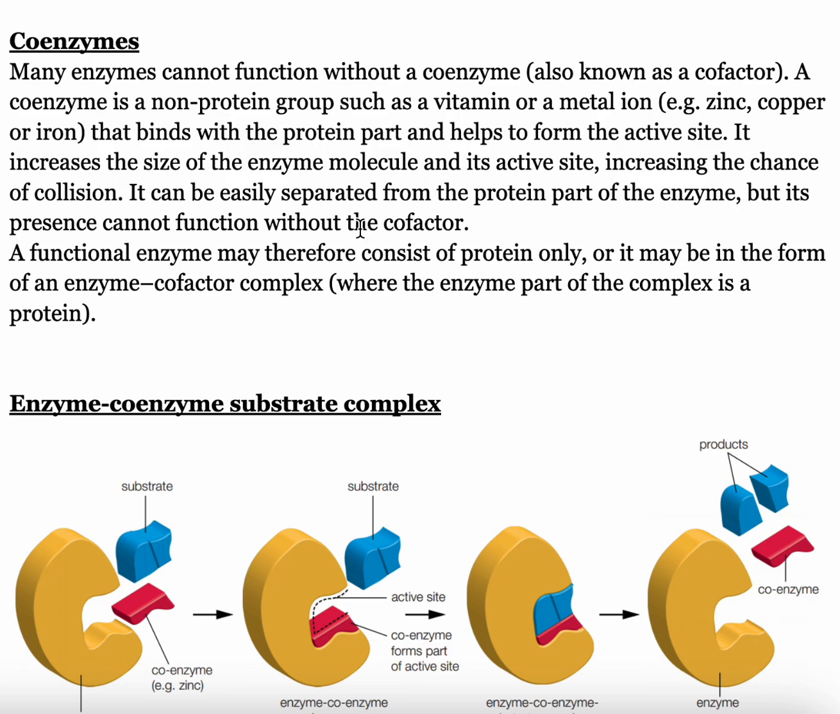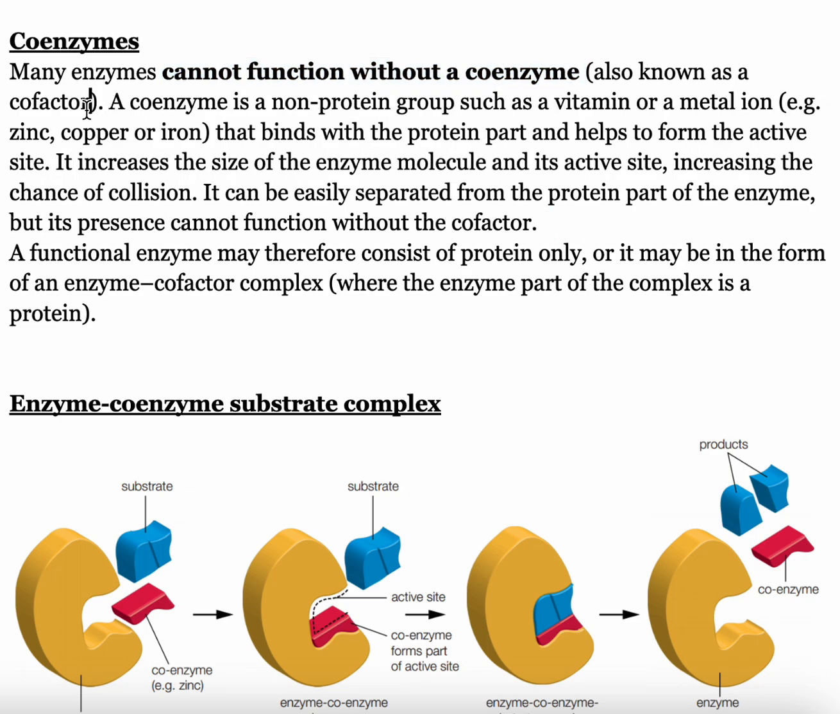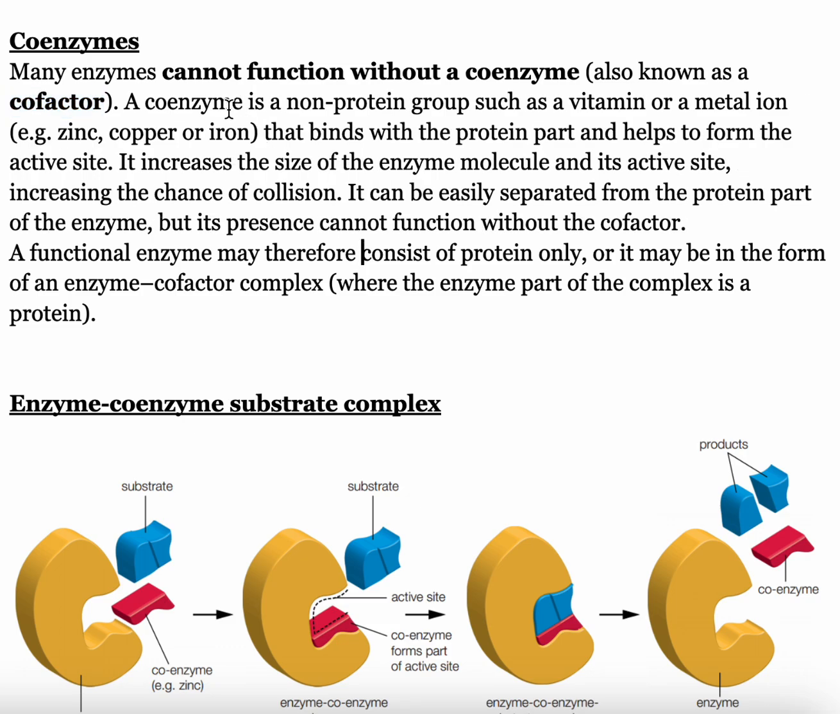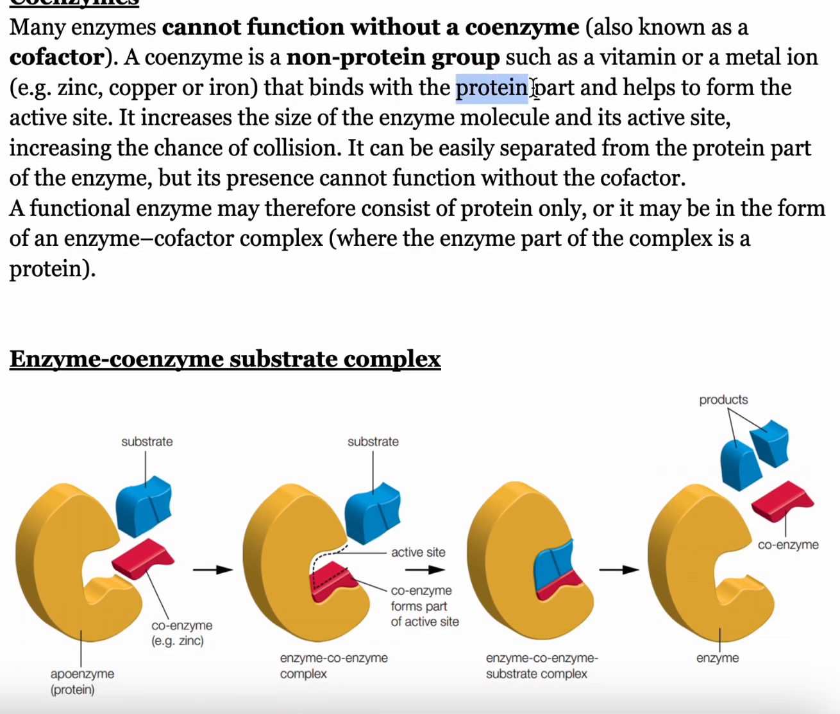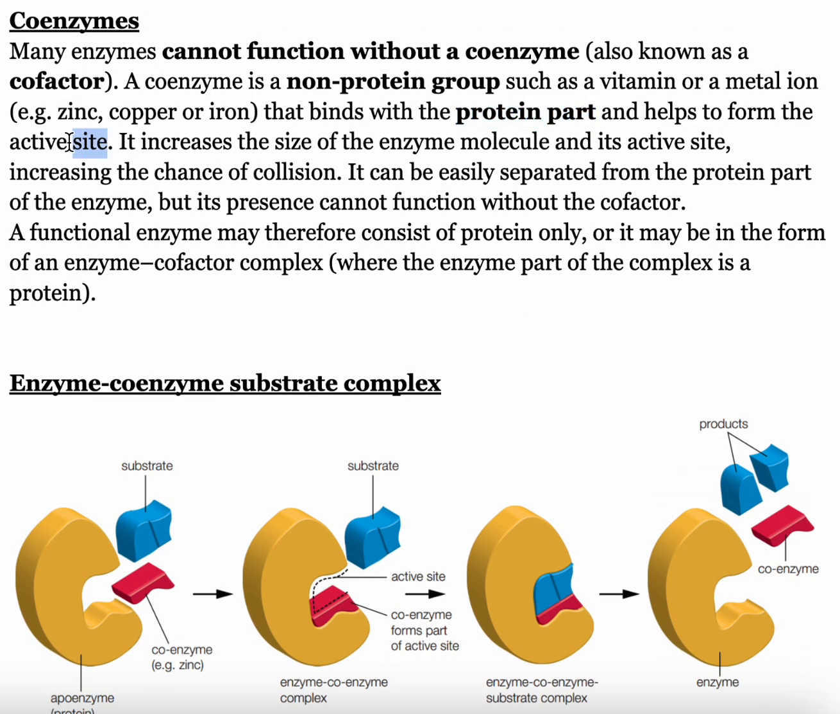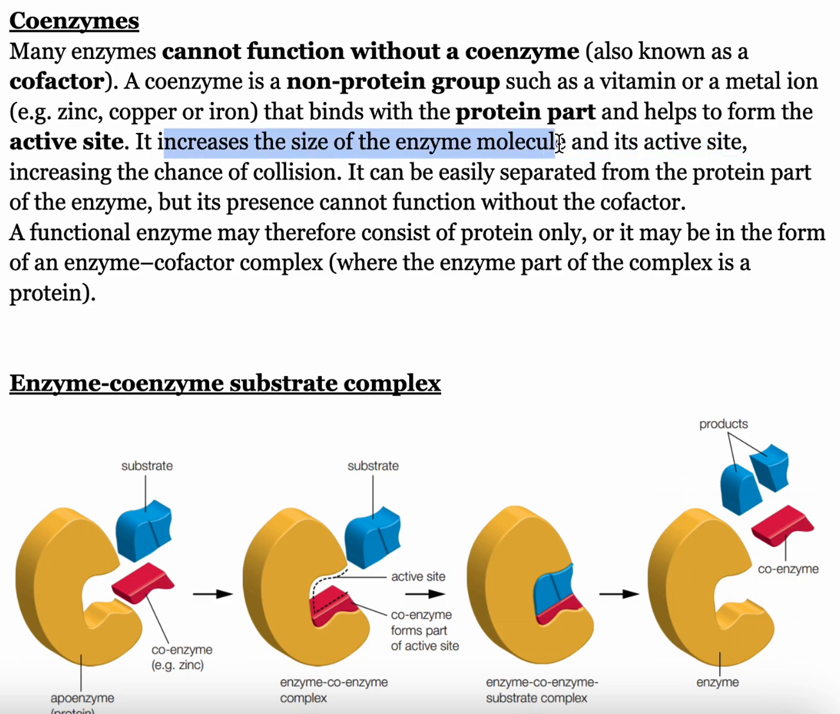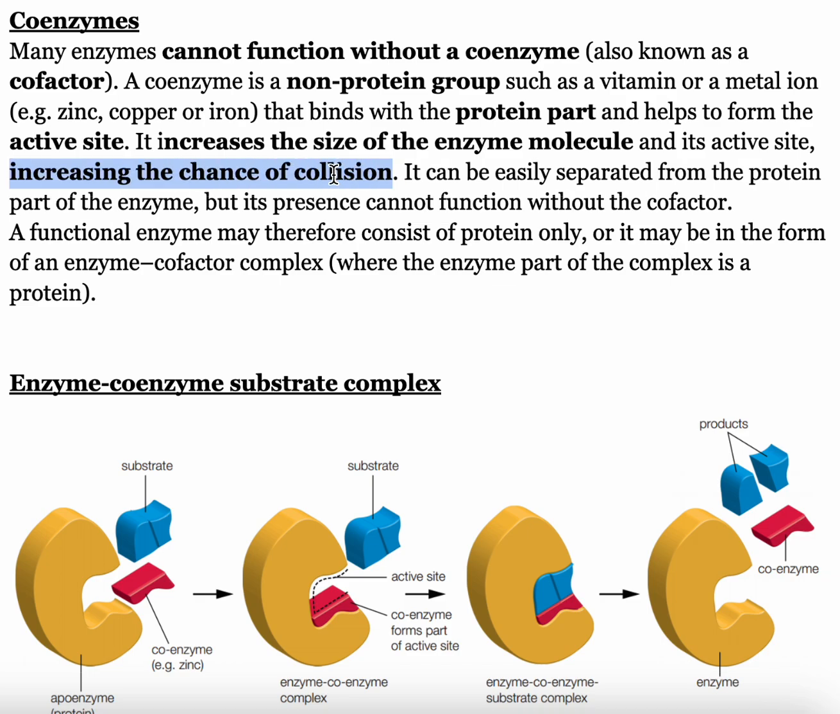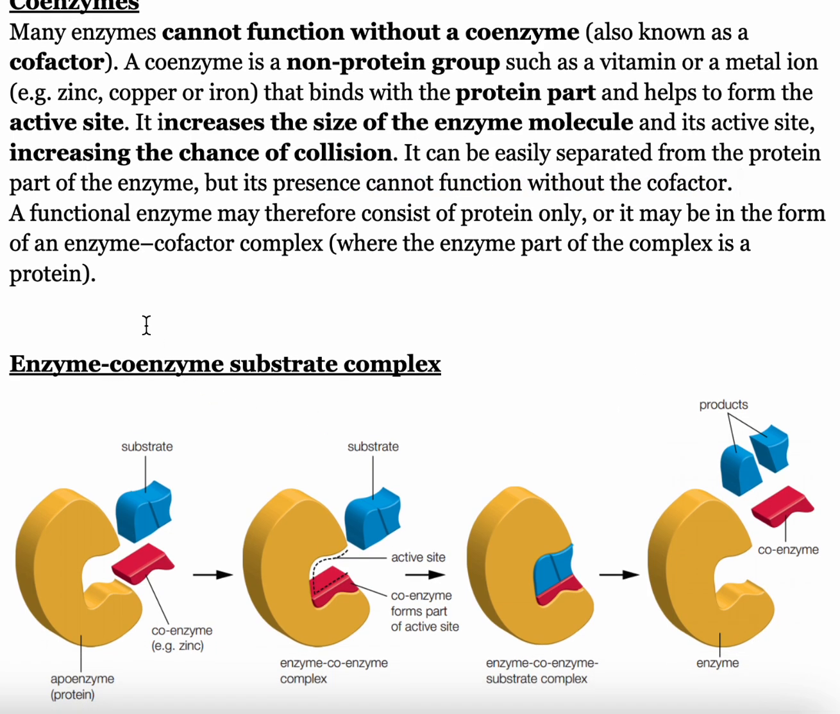Coenzyme. Many enzymes cannot function without a coenzyme, also known as a cofactor. A coenzyme is a non-protein group that binds with the protein part and helps form the active site. It increases the size of the enzyme molecule and its active site, increasing the chances of collision. It can be easily separated from the protein part, but the enzyme cannot function without the cofactor.